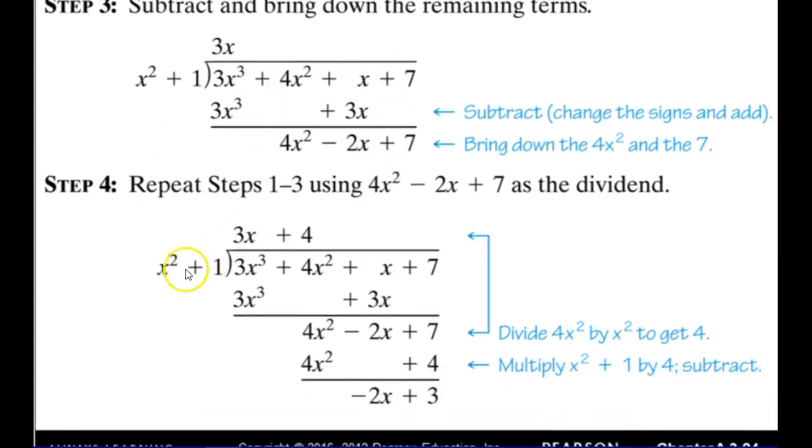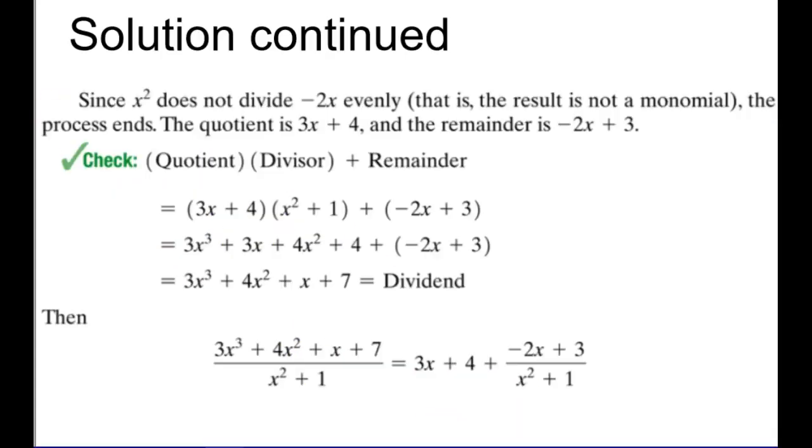And again, I only care about this first term. So how many times does this x squared go into 4x squared? Well, I know if I multiply x squared times 4, I end up with that. So I end up with my 4 up here. I do the same thing again. 4 times x squared gives me 4x squared. 4 times 1 gives me 4. So I multiply that out, and now I subtract, and I end up with this piece right here.